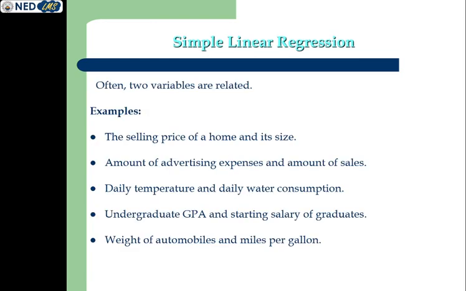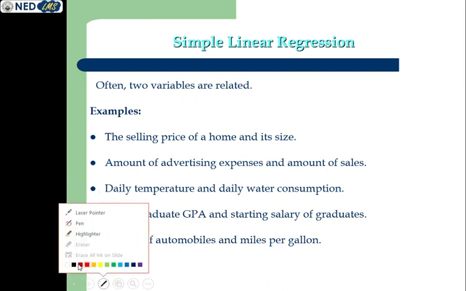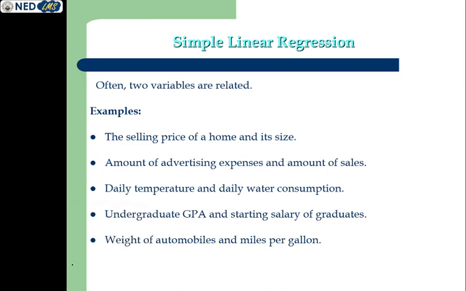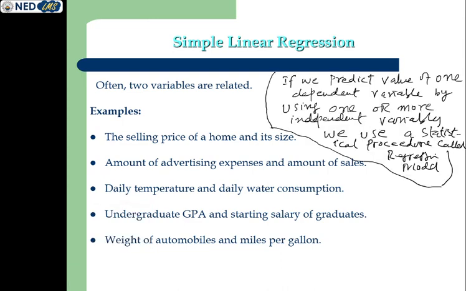Actually, what is the regression model? In a regression model, we predict the value of one dependent variable with the help of one or more independent variables. So students, see this one. If we are going to predict the value of one dependent variable by using one or more independent variables, we use a statistical procedure called the regression model. So this is the actual definition of the regression model.